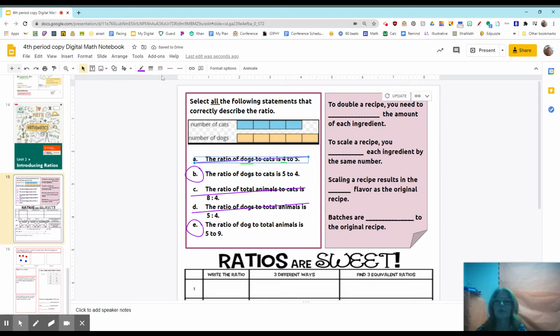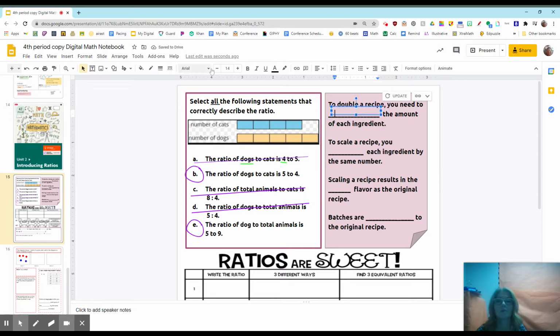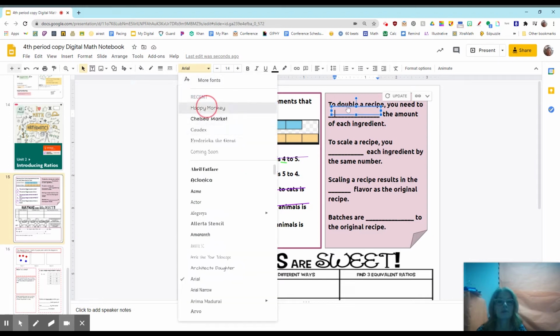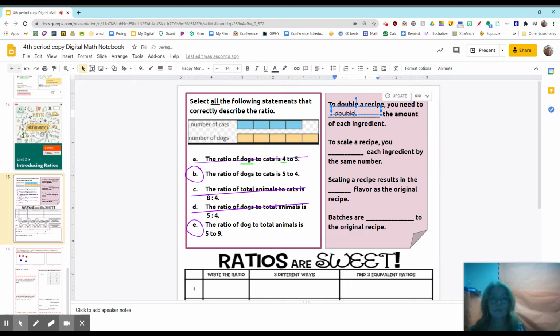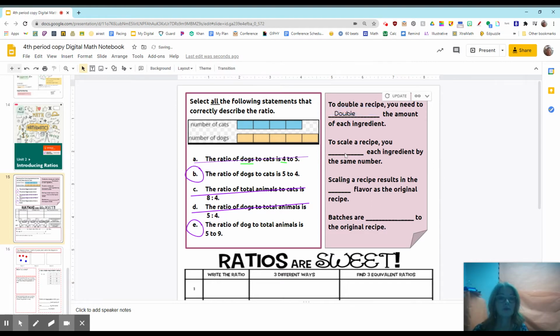The next part we can do together. You need text boxes. When you double a recipe, you double the ingredients. You're going to scale a recipe. That means you are going to multiply each ingredient by the same number. Scaling a recipe results in the same. You want your recipe to taste the same.